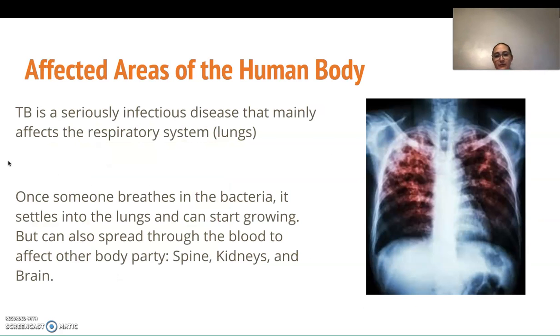The affected areas of the human body. TB is a seriously infectious disease that mainly affects the respiratory system, especially the lungs. It's spread by droplets when people sneeze or cough, or sometimes even if they speak or sing in close proximity to people that they're around every day. Usually that is how people spread it. Once someone breathes in the bacteria, it settles into the lungs and can start growing. It can also spread through the bloodstream to affect other body parts, usually the spine, the brain, or the kidneys.